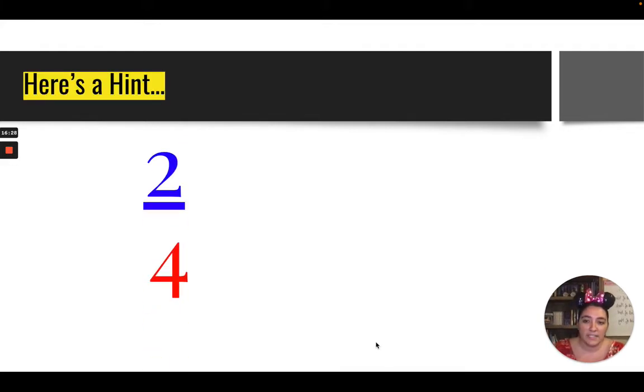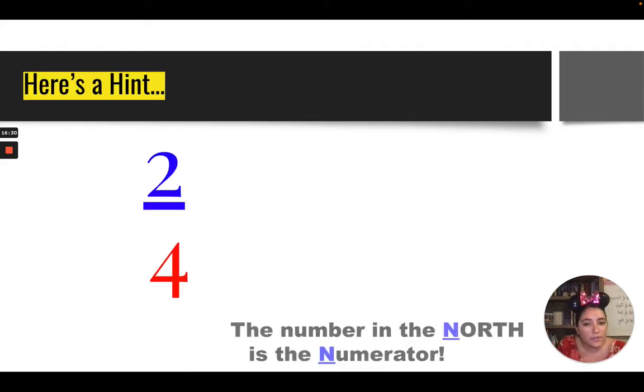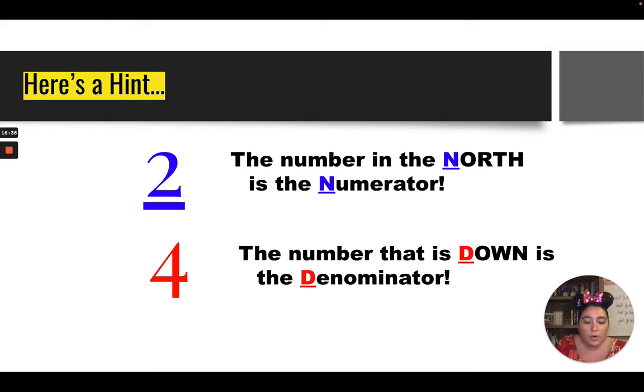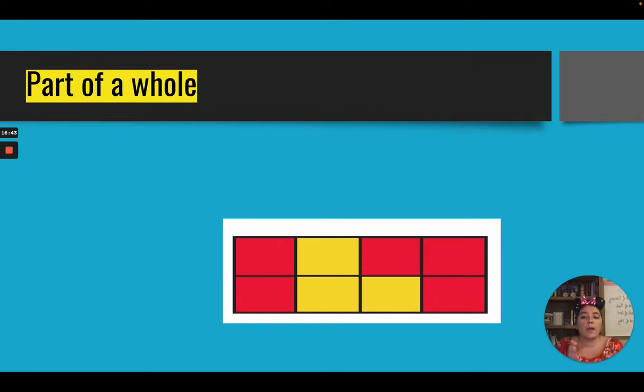So here's a hint. For example, let's say we have 2/4 here. The number in the north is the numerator, whereas the number that is down is the denominator, okay? All right, so we got part of a whole. I want you to take a moment. What is the total amount of parts here? What would the denominator be for this model?